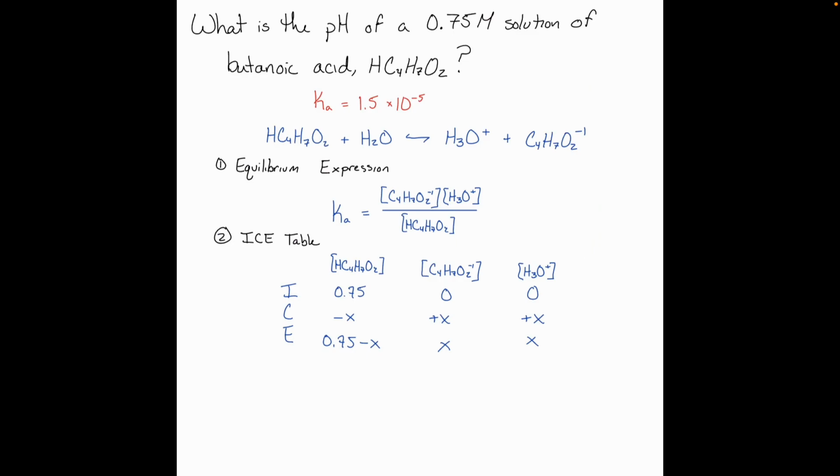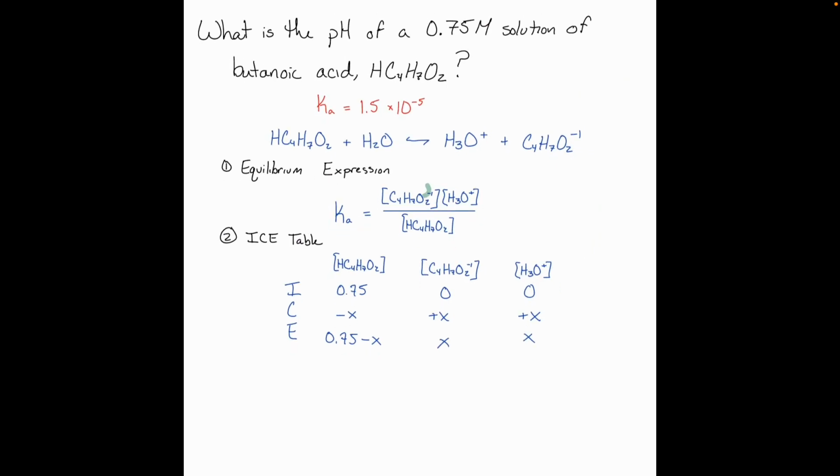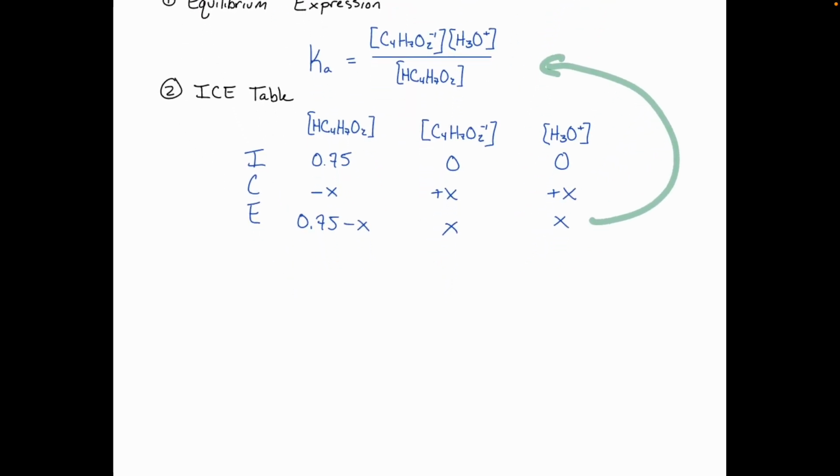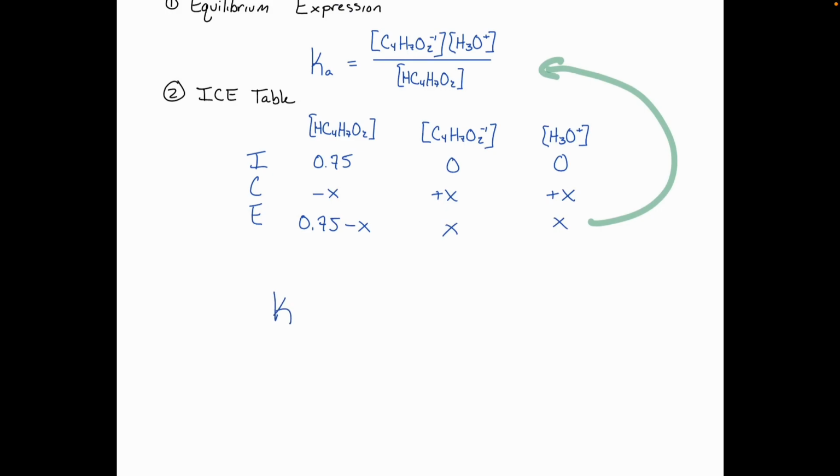All right, so I got my Ka expression, and then in order to replace these variables here, I need to build my ice table. Now I have the value of these concentrations at equilibrium. So I'm going to take that information and plug it back into this equation here. So I would get that my Ka equals x times x, or x squared, over 0.75 minus x. Okay?